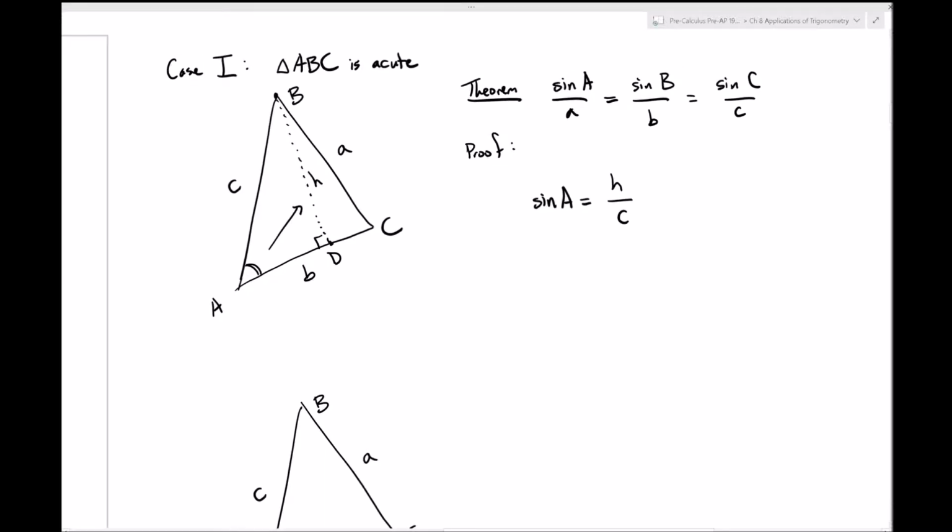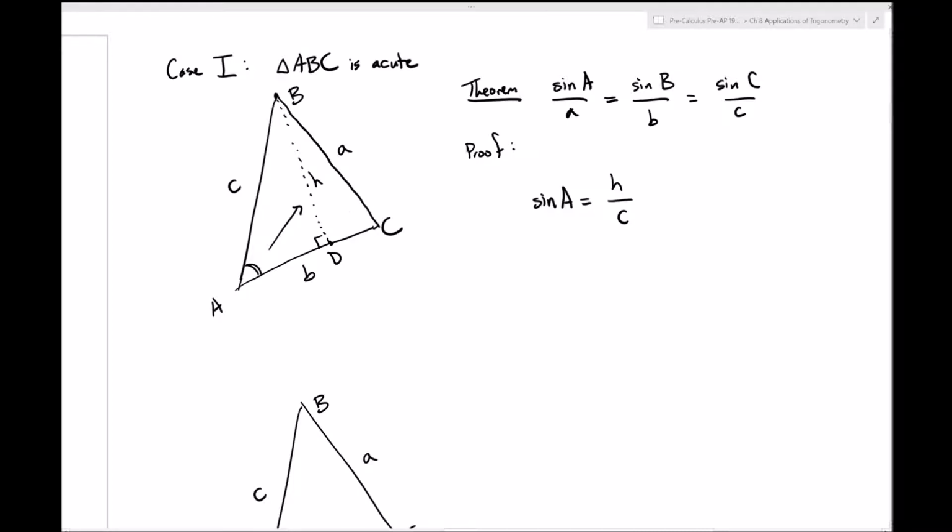So I'm supposed to get sine of B as well. Problem with sine of B though is B is not part of that triangle. So I can't use B right now. So that's just not going to work the way it is.